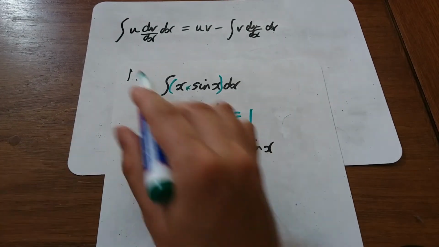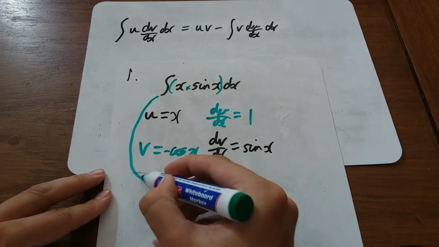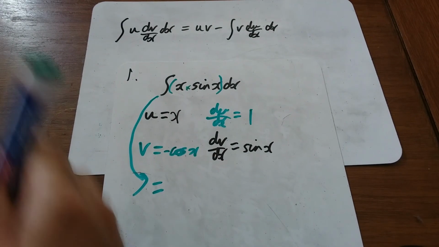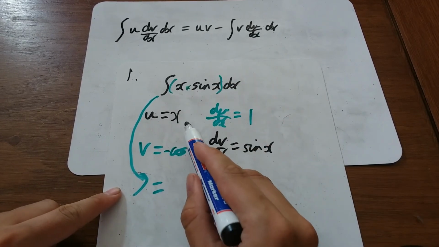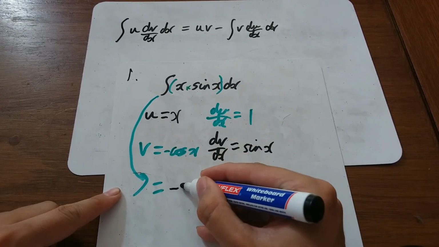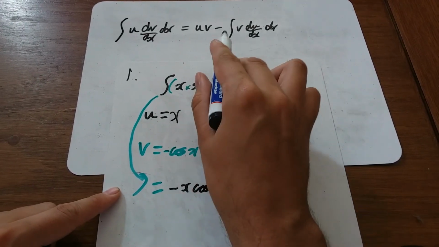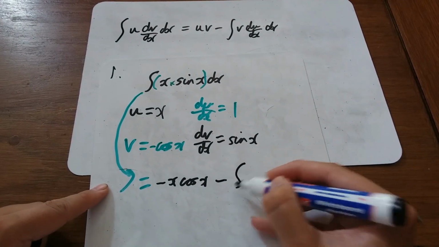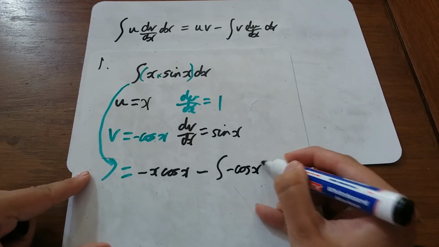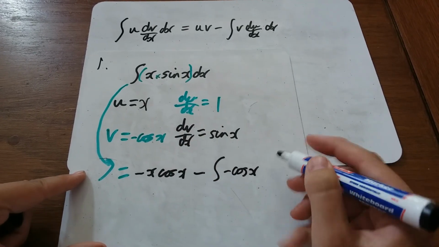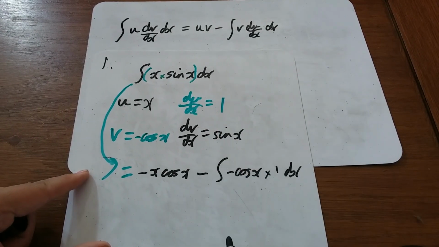Now let's have a look at this formula at the top. They're saying that this integration, the thing that we had at the top, is equal to, well, we can just fill in the bits. u times v, which is that thing times that thing. So I'm going to write it as minus x cos x. It's just me multiplying those two together. Minus the integral of whatever v was, which is minus cos of x, multiplied by du dx, which in this case is just 1 dx. It's dx because we're just finishing the integral here.